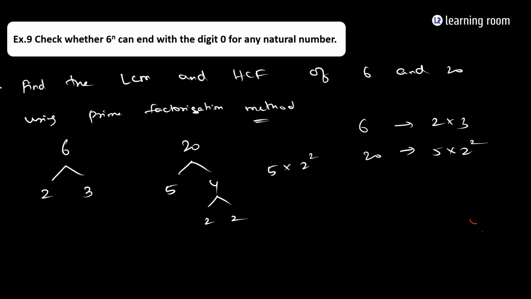60. 60, sir. How did you get that? 2 square into 3 into 5, sir. So why did you do that?